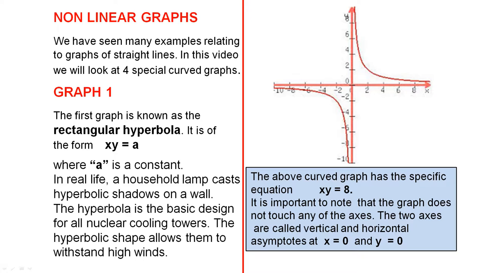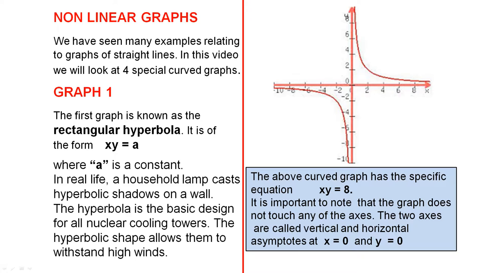In real life, a household lamp casts hyperbolic shadows on a wall. The hyperbola is the basic design for all nuclear cooling towers. The hyperbolic shape allows them to withstand high winds.